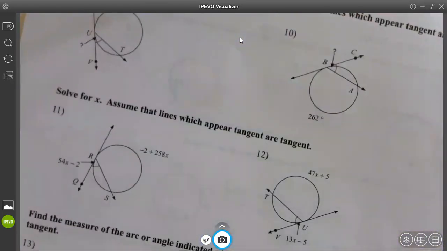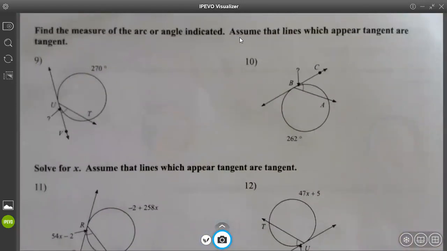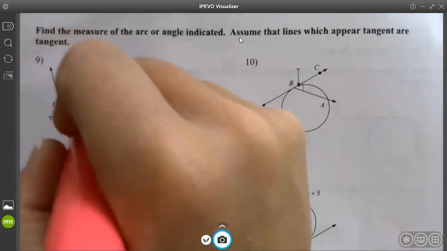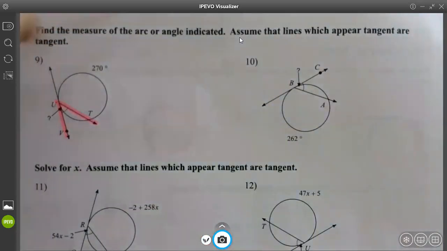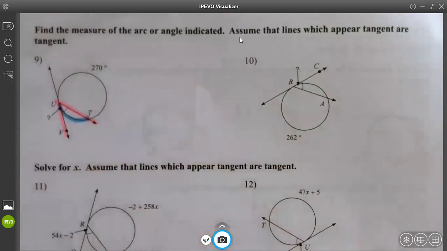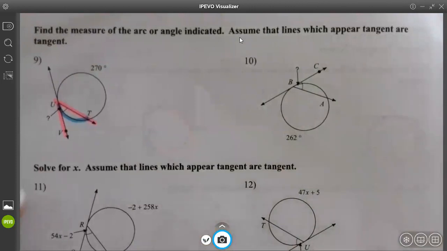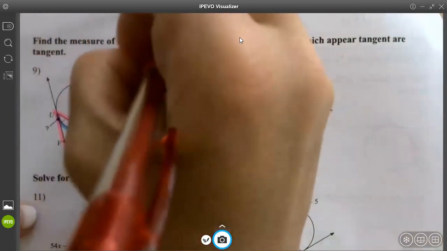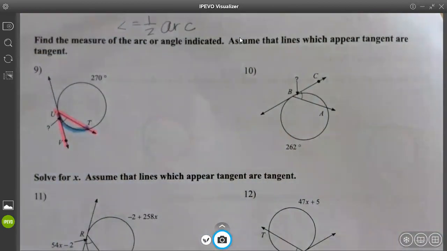All right, now look at these. Here's your angle. How many arcs are inside the angle? 1. That's just like the inscribed. So this one is angle equals half the arc. So we're going back to that easy formula. So if there's 2, you have to subtract them. If there's 1, you're just dividing it by 2. Okay.